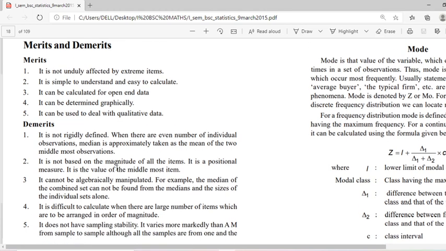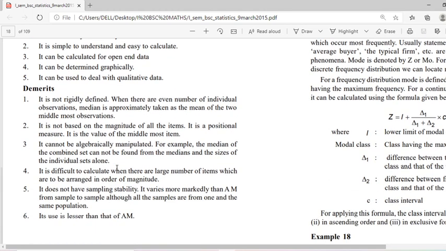Now, what are the demerits? It is not rigidly defined. When there is an even number of individual observations, the median is approximately taken as the mean of the two middlemost observations. So if we have 10 observations or 12 observations, we have to take the mean of the two middlemost items. It is not based on the magnitude of all items; it is a positional measure. We are just arranging the items and finding the middlemost item.